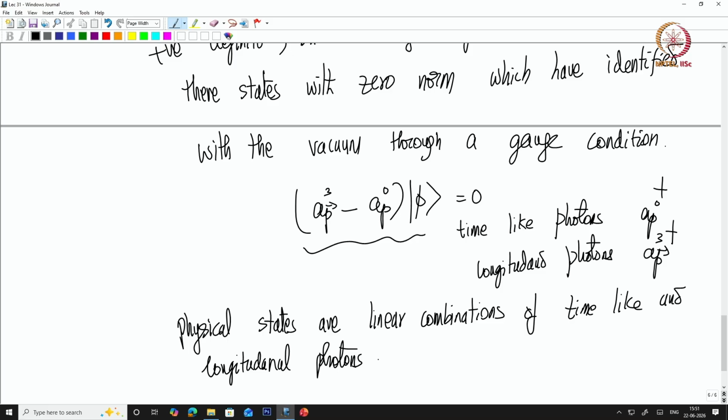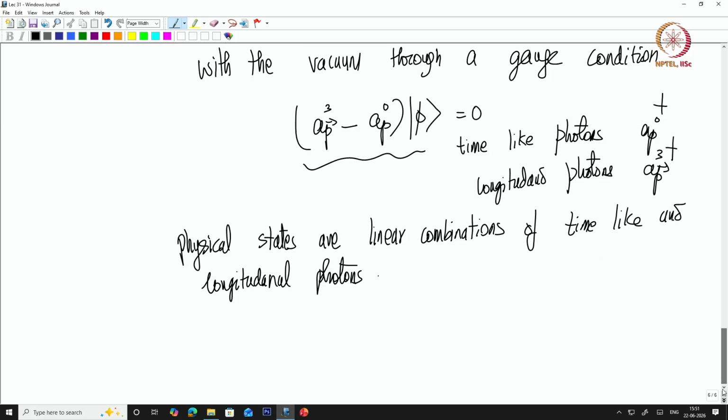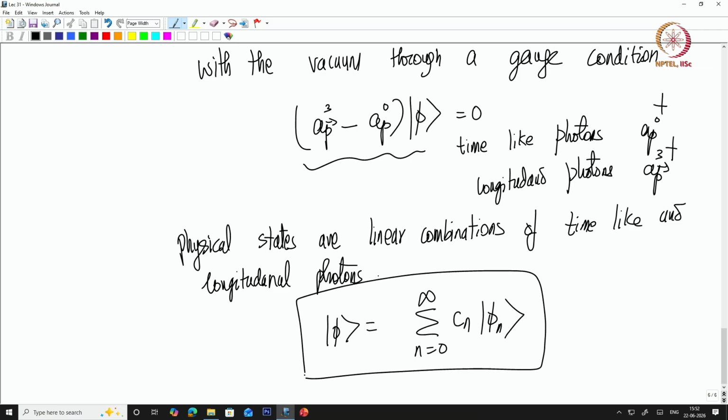So you can think that the physical states will be something like some phi is equal to a linear combination, sum of C_n phi_n, where phi_0 is the vacuum state. So it is a linear combination of all possible states.